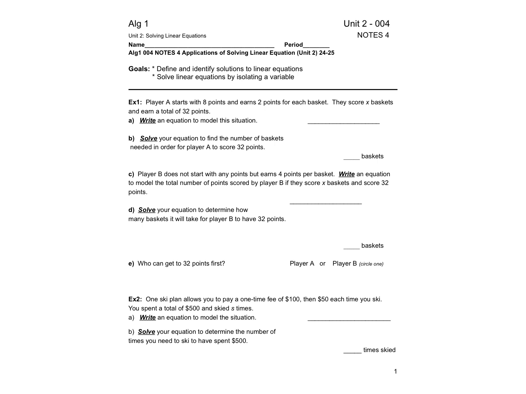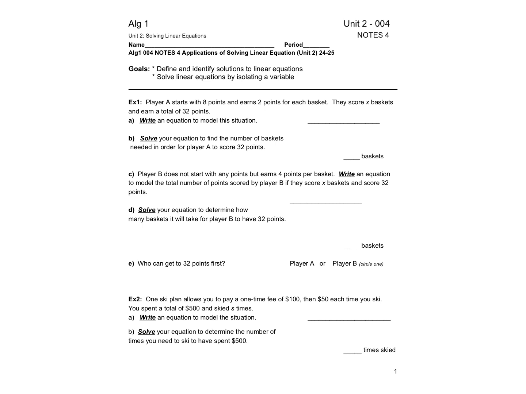Okay, it's based on equations, same kind of thing. We're looking for a starting value that doesn't change, a fixed value, and then something that varies, or increases or decreases. So we're looking at player A starts with 8 points and earns 2 points for each basket. They score x baskets and earn a total of 32 points.